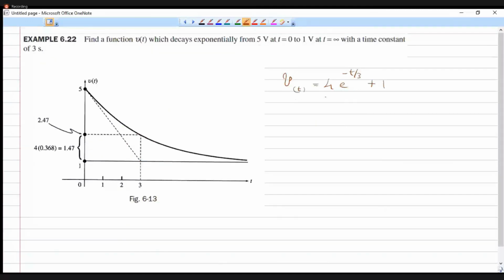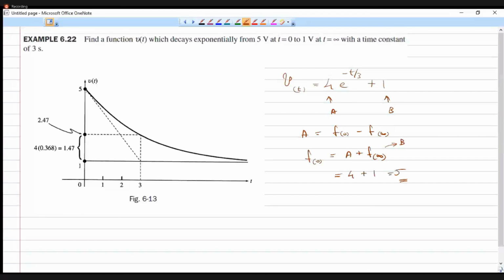So this is the function v of t is equal to 4 e power minus t by 3 plus 1. What is the initial value? Here, this is a, and this is b. So a is equal to the initial value f0 minus the final value f infinity. So we can find f0. F0 is equal to a plus f infinity, right? F infinity is b. So A is equal to 4 and B is equal to 1. So that is equal to 5.